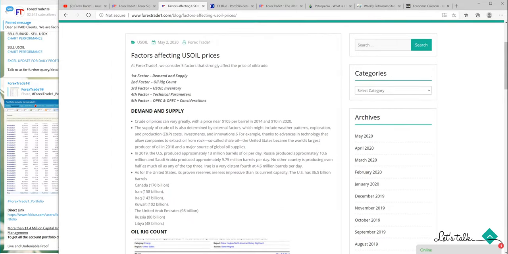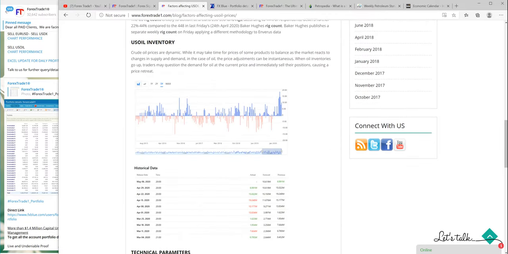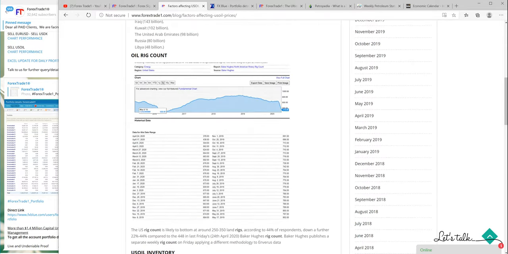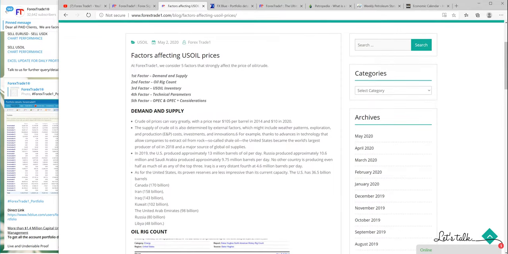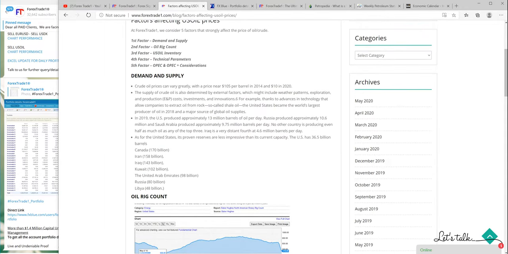First, the basic rule of demand and supply. We always keep checking the US oil inventory, which is the third factor in our considerations. Based on the US oil inventory and the production, the number of million barrels per day they are producing and exporting, you can judge the demand and supply and come to one conclusion. Demand and supply comprises the overall picture of US oil.